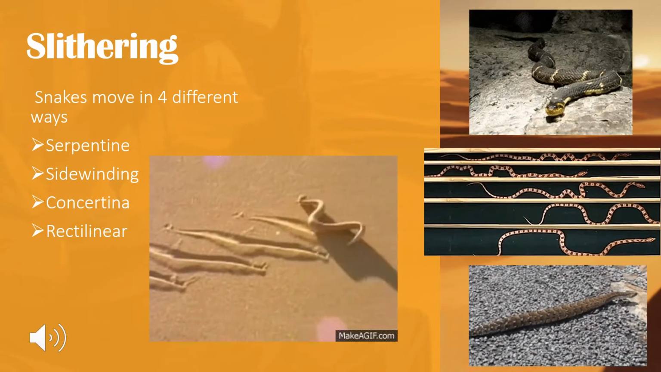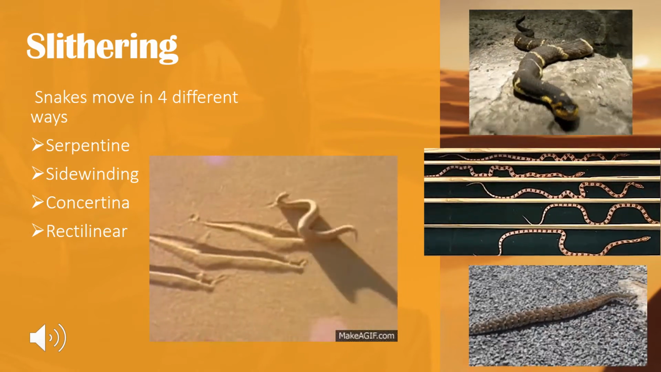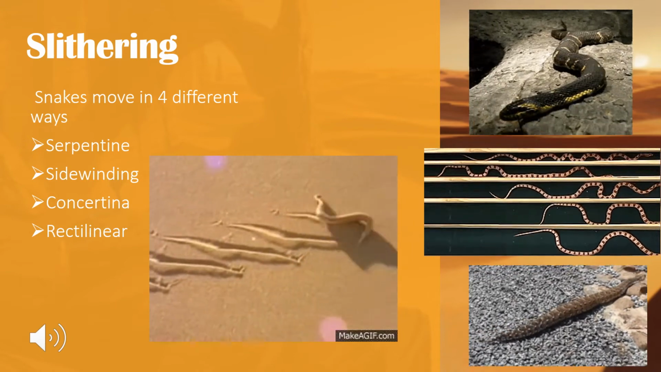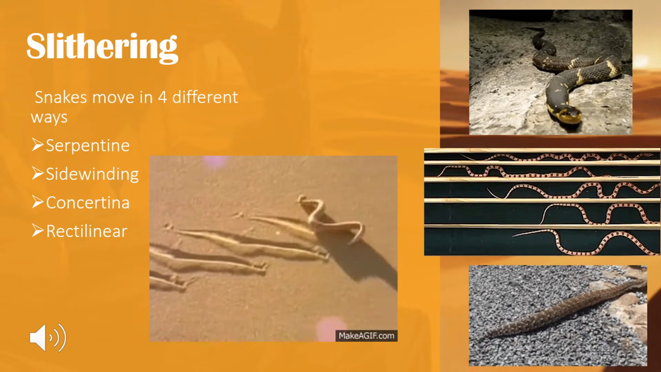Next is rectilinear, and this is shown on the bottom right picture, and it's when the snake is generally in a straight line, and it propels with the scales on its body to move along.